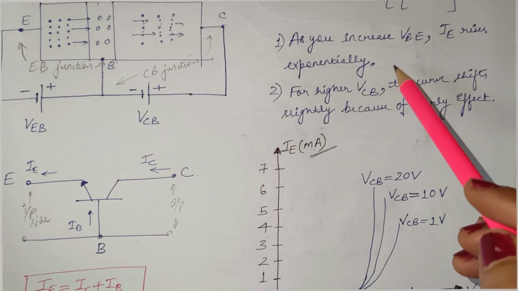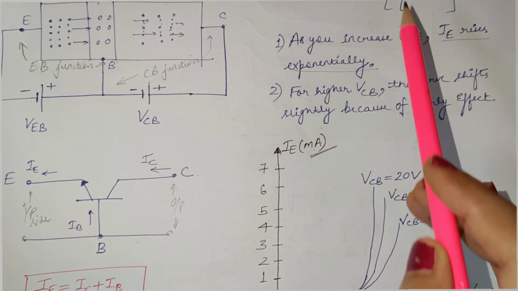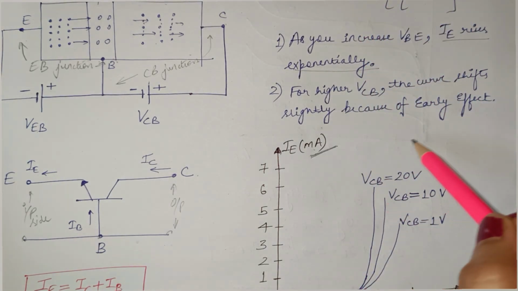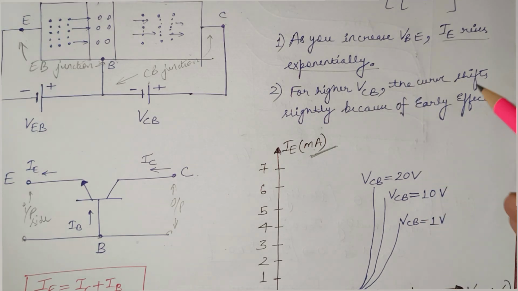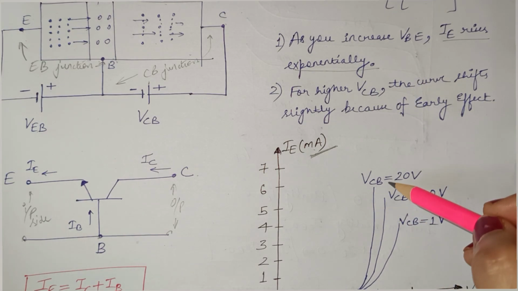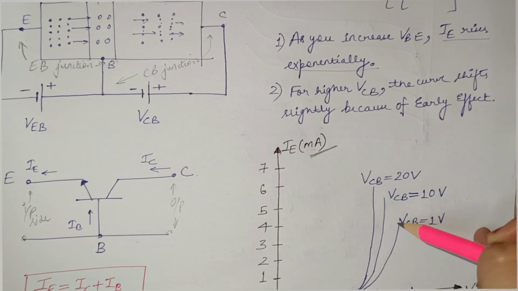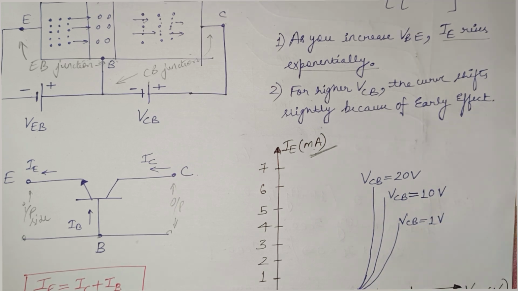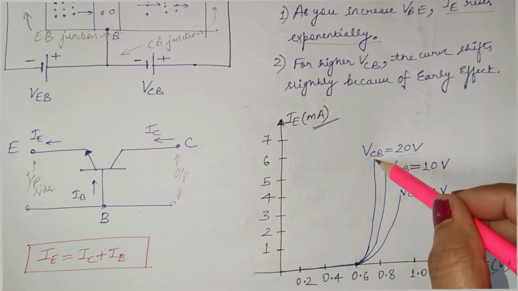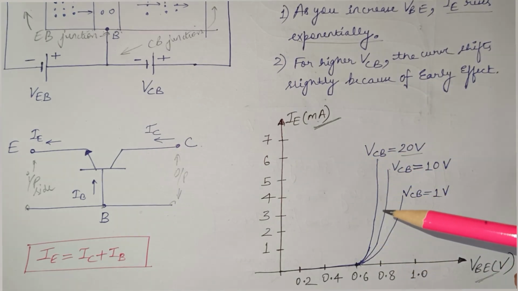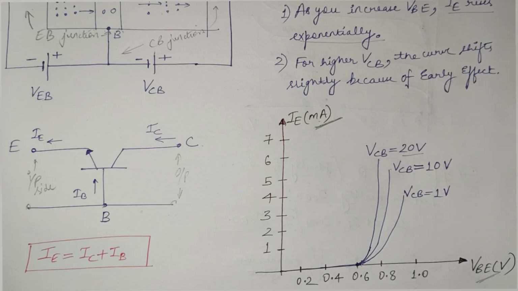You can see that. So in this plot, you are actually getting two pieces of information. The first is that as you increase VBE, IE rises exponentially, as given by the equation IE is equal to IE naught exponential VBE upon eta VT minus 1. And for higher VCB, as you increase VCB, the curve will shift. You can see the shift. For 1 volt it is here, and for 10 volt it is slightly shifted, and for 20 volt it is shifted slightly more towards the left side. Why? Because of the Early effect. Early effect we will discuss later.